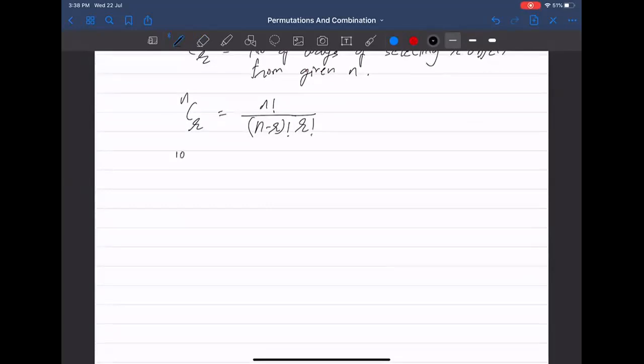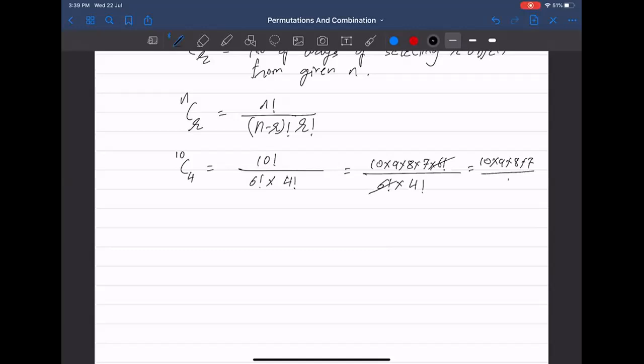So 10C4 will be what? Sir, that will be 10 factorial divided by (10 minus 4), which is 6 factorial, into 4 factorial, which will be nothing but 10, 9, 8, 7 into 6 factorial divided by 6 factorial into 4 factorial. 6 factorial will cancel, and you will get 10, 9, 8, 7 divided by 4 factorial, and that's your answer.